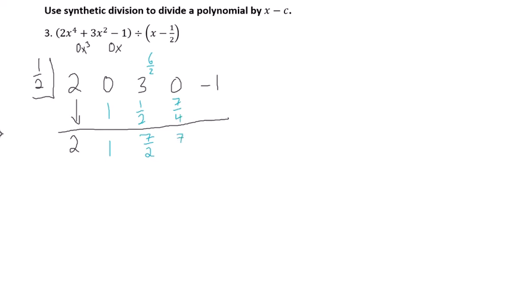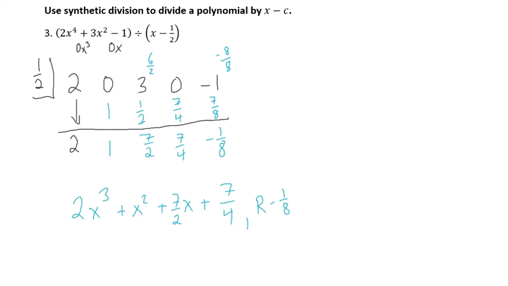Combine those, you get 7/4. Half of 7/4 is 7/8. And negative 1 would be written as negative 8/8. So negative 8 plus 7 is a negative 1/8. So then this becomes 2x to the third plus x squared plus 7/2 x plus 7/4 with a remainder of negative 1/8.